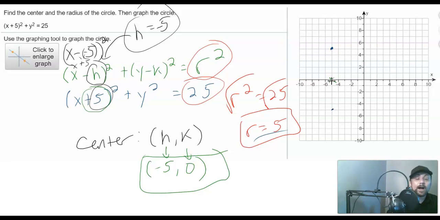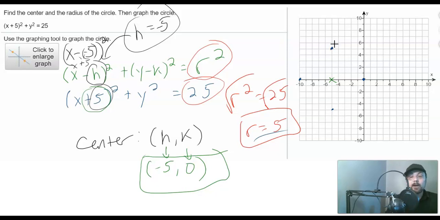Then I want to go 5 to the left. I'm already at negative 5. If I go 5 to the left, I'll end up at negative 10. And then 5 to the right, which actually gets me back to the origin. So I get these 4 points, which are all 5 away from the center. And those are the easiest ones to find. If you're trying to go diagonally 5, that's going to be really hard to estimate.